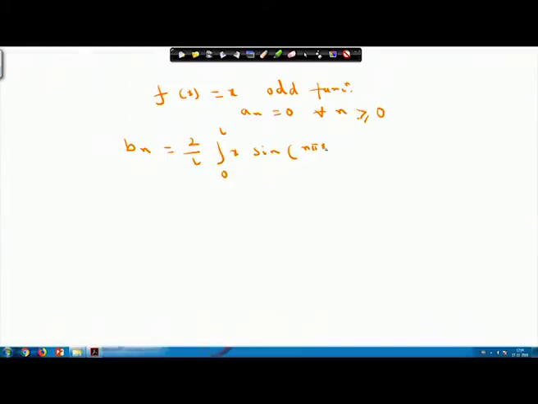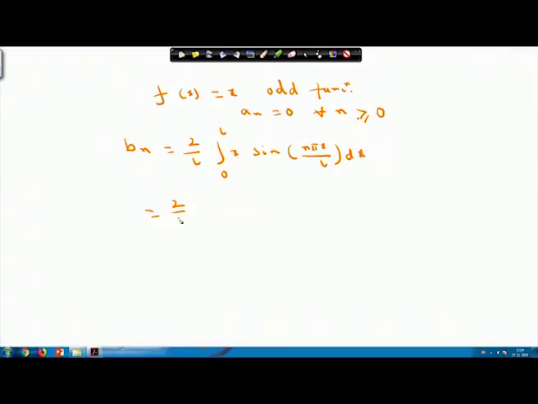So, here f(x) is x. So, basically it is nothing but an odd function. Therefore, directly I can tell your a_n will be equal to 0 for all n greater than or equal to 0, and b_n will be equal to 2 by L into integral of x sin(n pi x by L) dx.